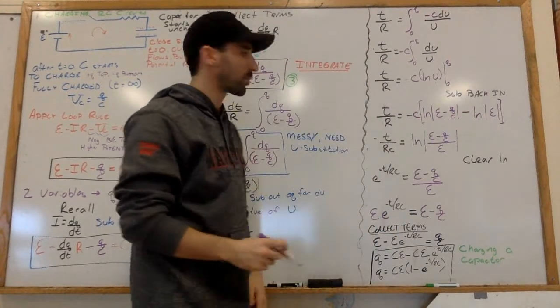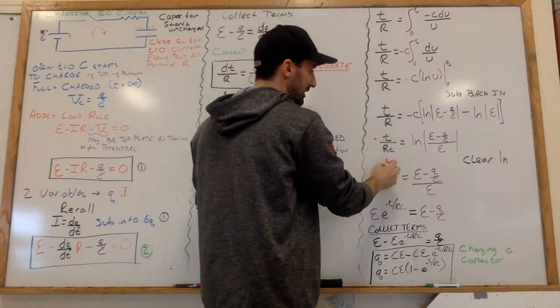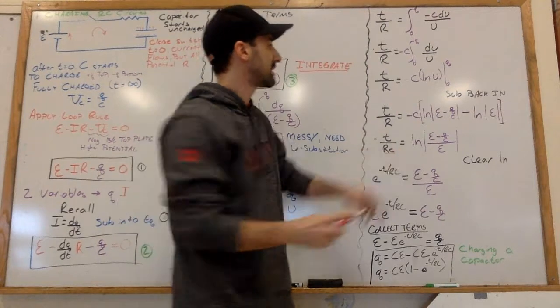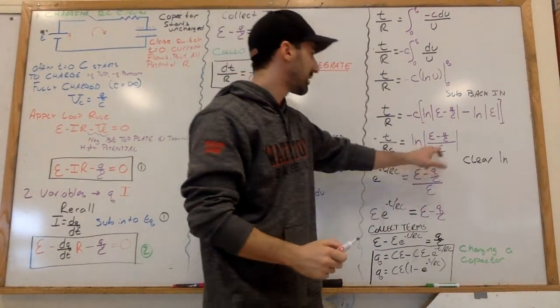I do two things here in one step. I'm going to bring this C over here, so now I have negative t over RC. Look, it's an RC circuit. Is equal to, clean that up, the natural log of E minus q over C, divided by E.